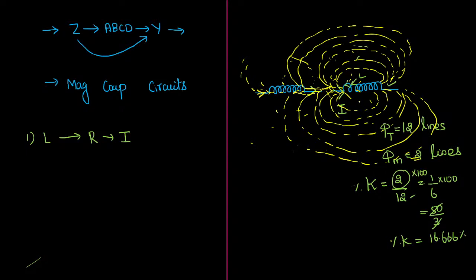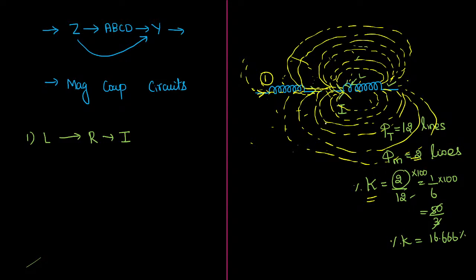So this case will remain the same. Actually what will happen is, when I was injecting the current through the first coil, let us take two lines were creating the effect or influencing the secondary coil. Similarly, when you are injecting the current through the secondary coil, the same number of flux lines will be creating the influence in the first coil. So the coefficient of coupling will remain the same in both of these cases.